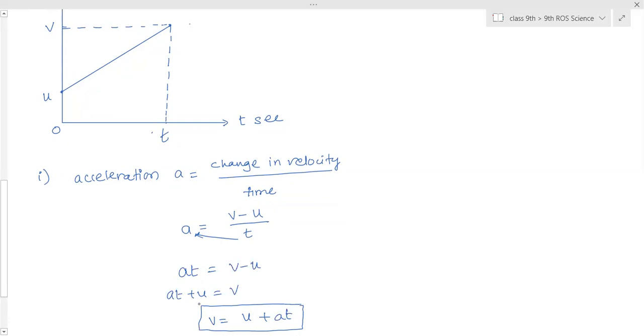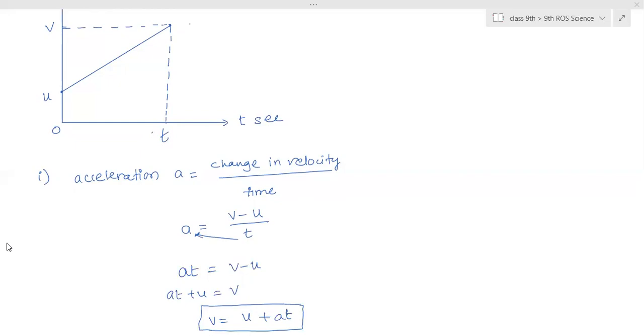These three derivations are asked for 5 marks altogether. Only the position time graph, if it is asked, is for 3 marks, and in every exam that question will be there.